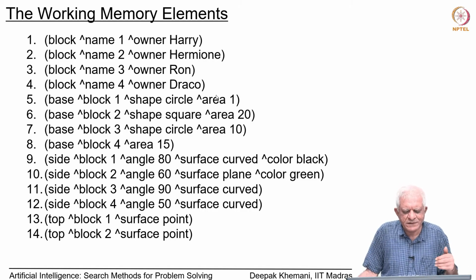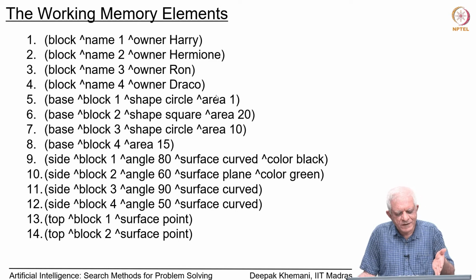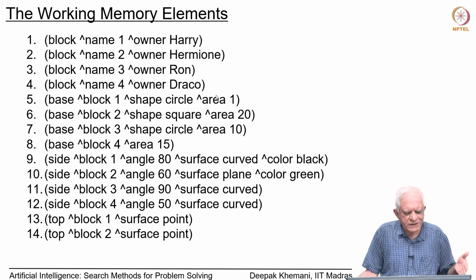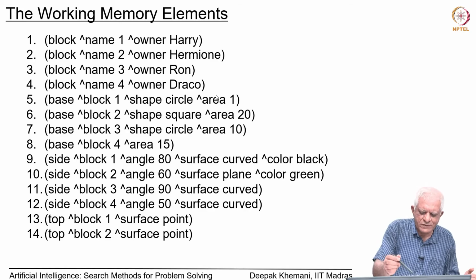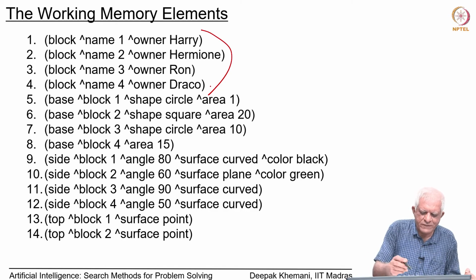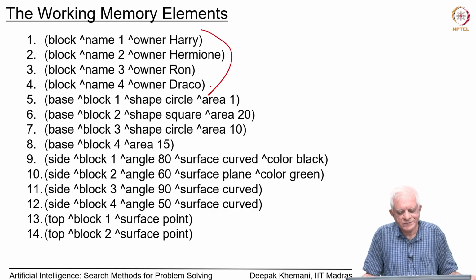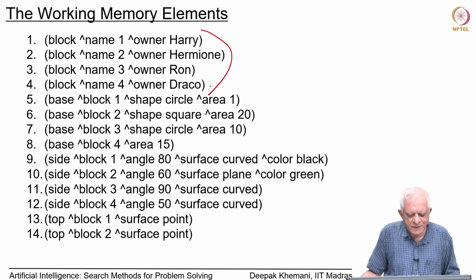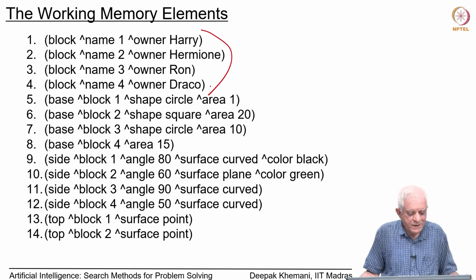And let us say this is the data. Initially, of course, everything is a change in the working memory, because before we add this data, the working memory is empty. So, we add this one by one, and this is the order in which we add them. There are four blocks that we are talking about. We have called them block 1. We have given them names 1, 2, 3, 4, and we also mention owners for the benefit of the people who were Harry Potter fans.